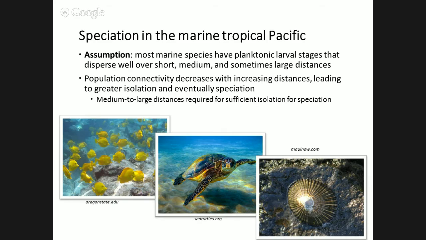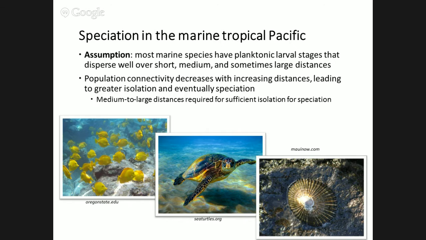Okay, so when we think about the process of speciation in the marine tropical Pacific, a lot of the historical literature that you can read about has been based on an assumption that these marine species have had planktonic larval stages that disperse well, either by short, medium, or large distances, but nonetheless that there's some kind of readily dispersible unit in the life history of these organisms. What I'll be talking about today, though, in terms of seaweeds and their life histories will be a little bit different from this.